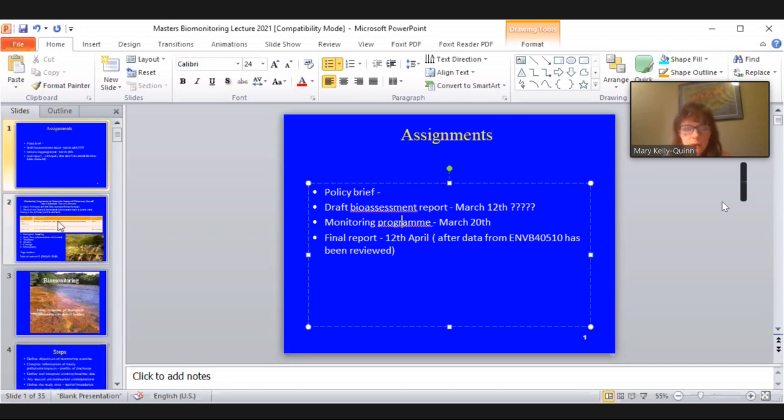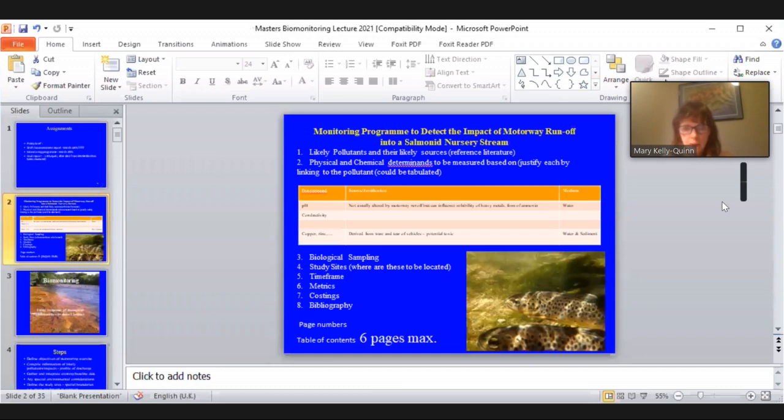Okay, so you can see that is the exercise that you're going to do. You're going to design a monitoring program to detect the impact of motorway runoff into a salmonid nursery stream. There is a presentation on Brightspace that I will make visible, on road or motorway runoff. You go through that first of all, because it covers the whole range of pollutants that can come from road surfaces, and you need that information.